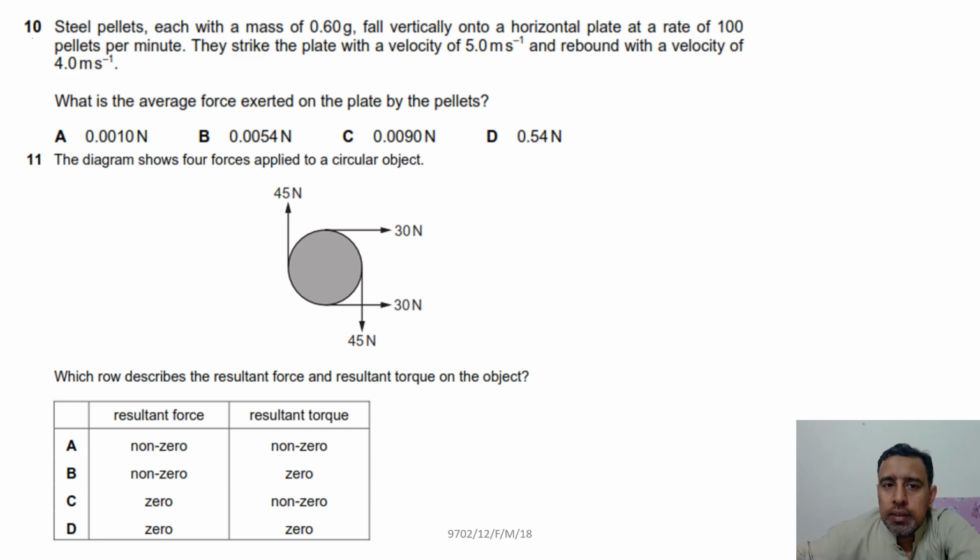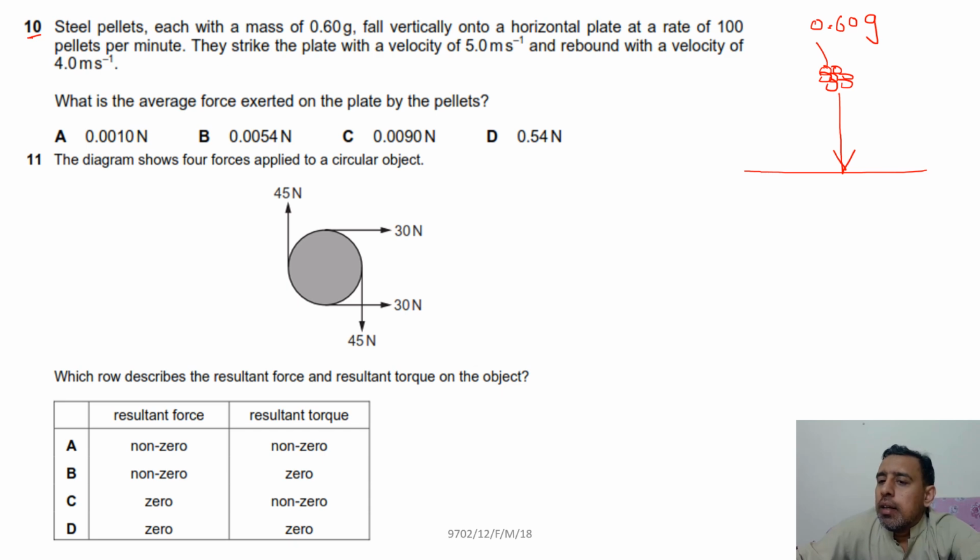It's question number 10 here. Steel pellets, each of mass this one, fall vertically on the top of a horizontal plate at a rate of 100 pellets per minute. It means if we have a plate here on the surface and we have some steel pellets like this one, and the mass of each pellet is 0.60 gram, and these pellets are going to fall and hit the surface, and 100 pellets are going to hit the surface in 1 minute.